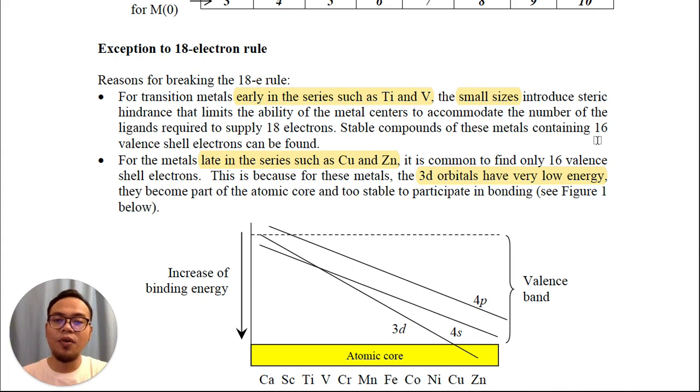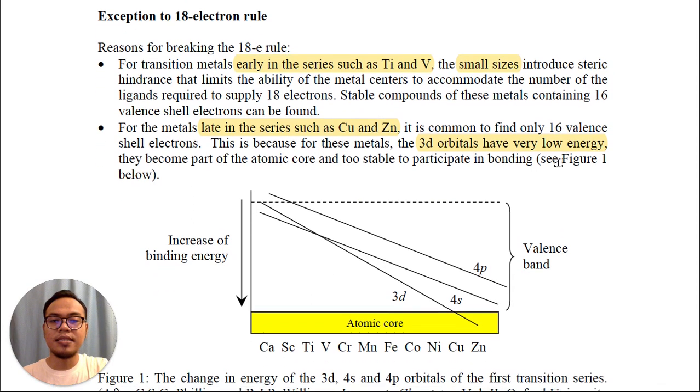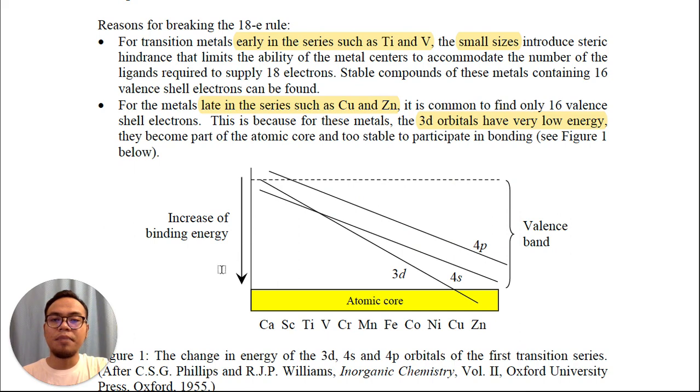Now the second reason for metals late in the series, such as copper and zinc, it is common to find 16 valence shell electrons. Why? Because the 3D orbitals have a very low energy to the extent sometimes this energy can be in your atomic core. So in order to understand this better, look at this graph depicting the increase of binding energy against the number of electrons or the effective nuclear charge or the energy of your orbitals, 3D, 4s and 4p.